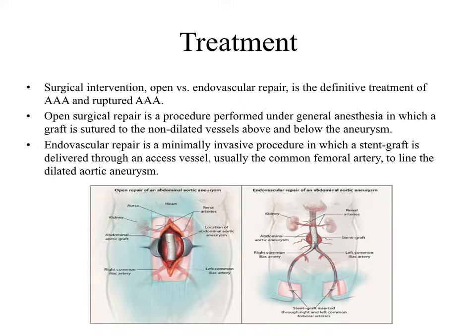So let's get started. The open surgical repair is performed under general anesthesia, in which an incision is made through the abdomen and a graft is sutured to the non-dilated vessels above and below the aneurysm. Whereas endovascular repair is a minimally invasive procedure in which a stent graft is delivered through an accessed vessel, usually the common femoral artery, to line the dilated aortic aneurysm.